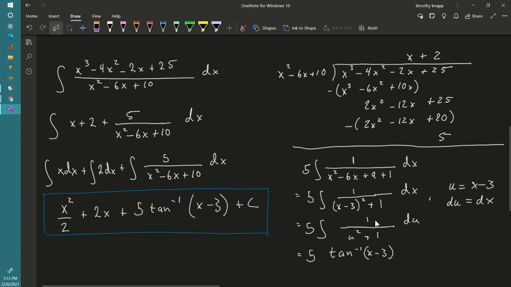And if you notice here, this is just your simple tan inverse, right? So there it is, 1 over u squared plus 1 gives me a tan inverse of u, remembering that u is x minus 3. And so therefore, this integral is here. So I've gone ahead and written it here, underneath this guy. The integral of 2 dx is just 2x, and the integral of x dx is this guy, one of your basic integrals from the power rule. Anyway, there's a nice integration by long division.